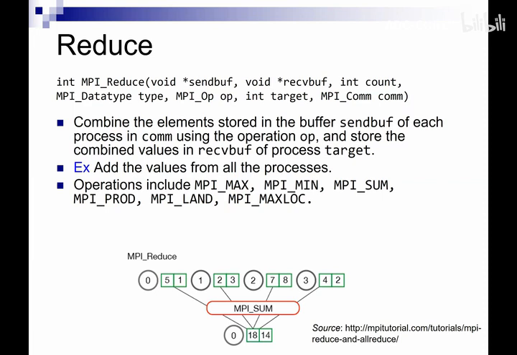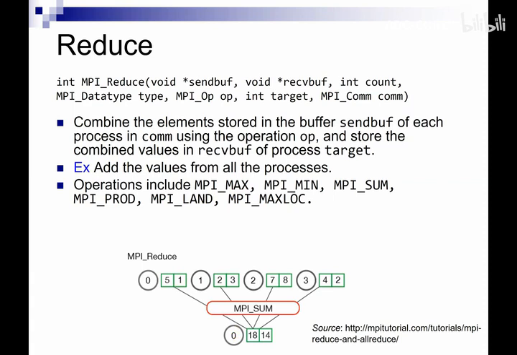Now here the target is which process is receiving all of these values, because we're reducing all of these values onto some particular process. So here the target is going to be process 0.